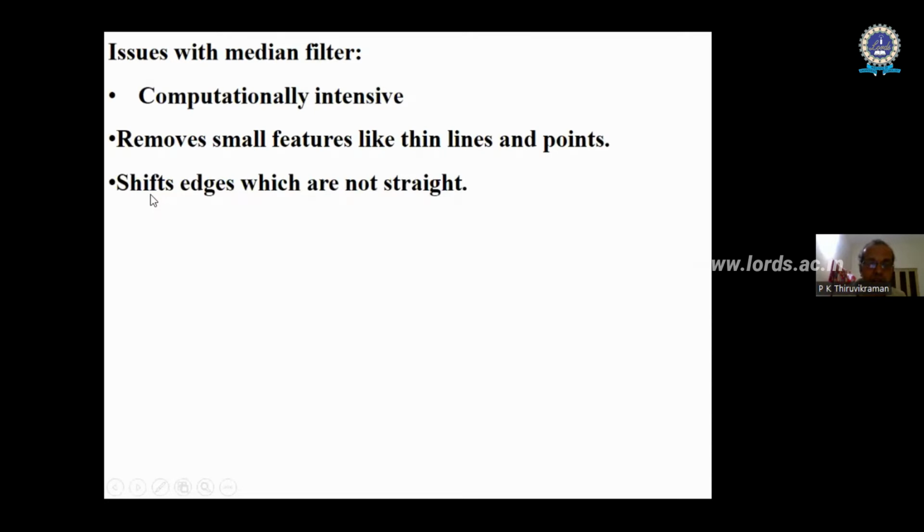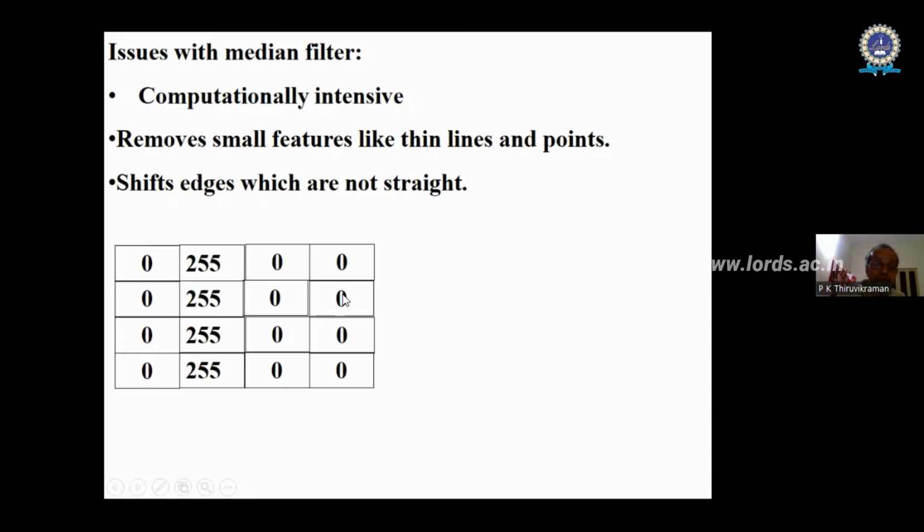And one more not so obvious thing is that even edges are shifted, which are not straight. I'll show an example. Let's say part of the image looks like this. Let's say my mask is a 4x4 median filter. So within those 16 pixels within the mask, I have a row, basically a line which is having 255. So this is like a bright line on a dark background. But if I take the median value out of the 16 values, the median value will be 0. So in fact, every 255 will be replaced by 0. So this line is completely wiped out. So thin lines are wiped out.